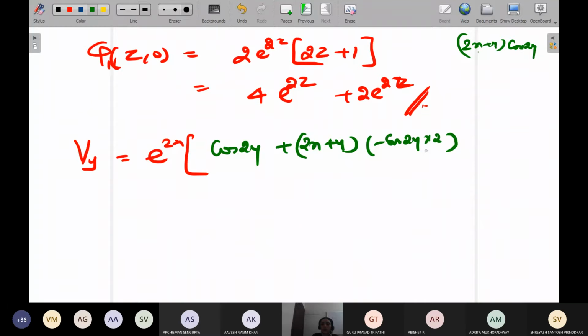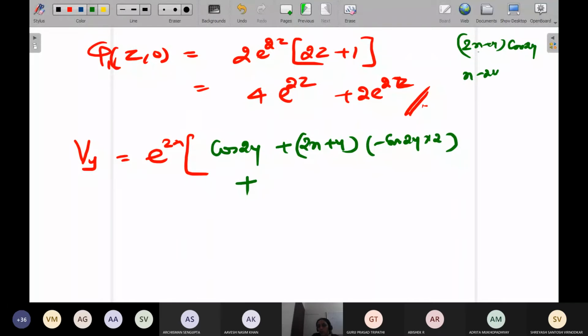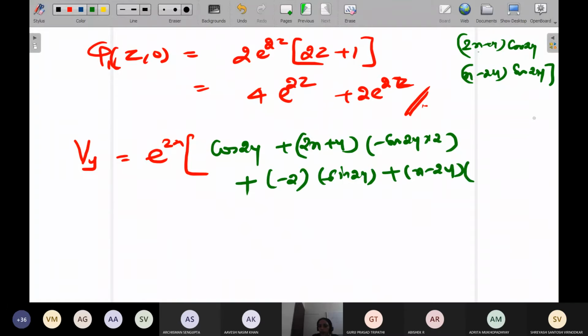This term is over. Then we have one more term. What was the one more term? We have x minus 2y into sin 2y. When I apply by parts for this, what will happen? I'll get x minus 2y, so I'll get minus 2 into sin 2y, plus x minus 2y into sin will become 2 cos 2y.